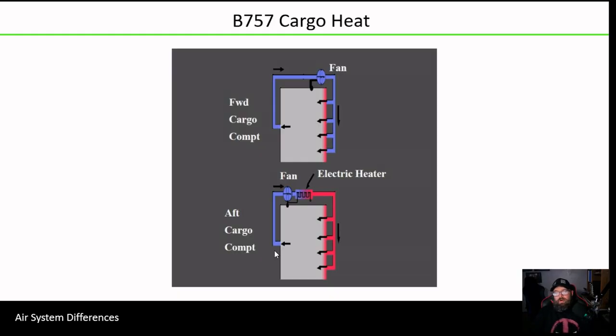The forward cargo compartment does receive some heat, but it is kind of a residual from what's in the main deck. It's kind of a residual from what's up above, because that air gets pulled into the forward cargo compartment, and it allows you to have a little bit warmer air down there, but not like you would in the aft cargo compartment.